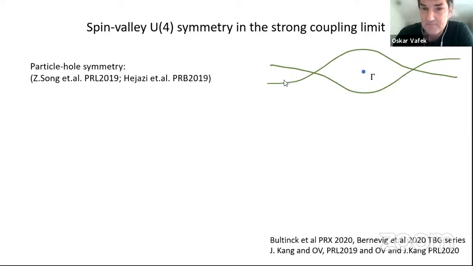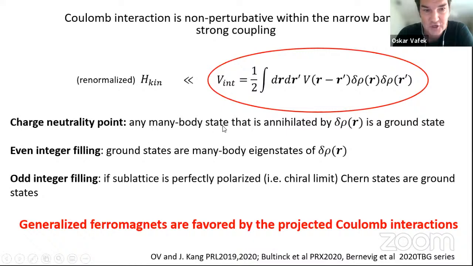it's very simple to construct. So let's think for a moment, just pedagogically, that we are back at the charge neutrality point. So that all we have to do is find a state that is annihilated by this delta rho. That's not difficult to do. For example, a valley polarized state will do. If you put at charge neutrality point all the electrons, let's say, into valley K prime and leave valley K empty, delta rho will annihilate such a state. But this is not the only state.